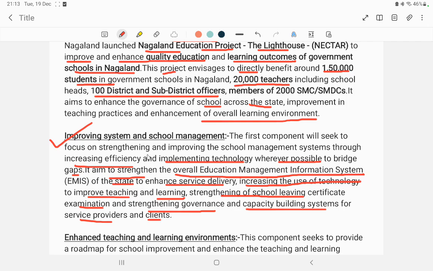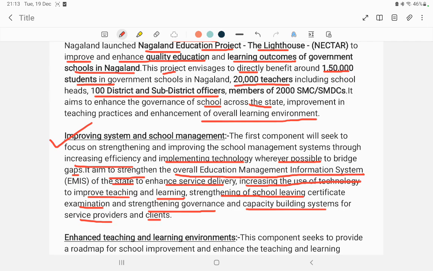Basically, suppose in a government school the teachers are not attending the school and not teaching the students. Through the NECTAR project, a biometric attendance system is used, and attendance is marked before entering the class or before leaving the class. This is the use of technology in school. When attendance is marked, it will report directly to the directorate, and they will issue warning to the teachers to attend the class.